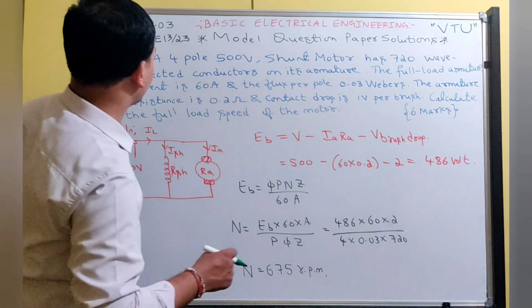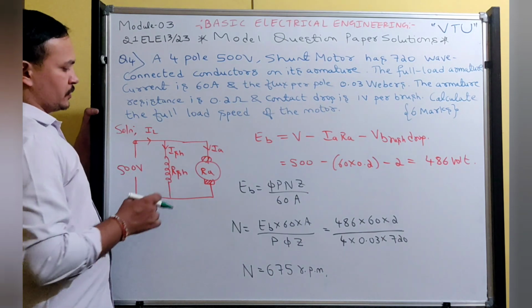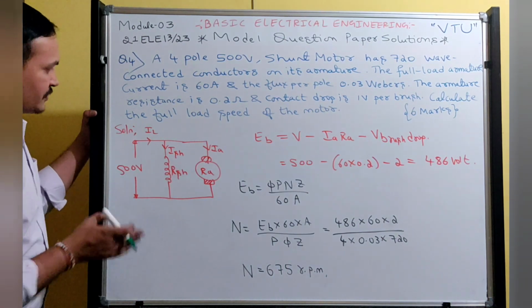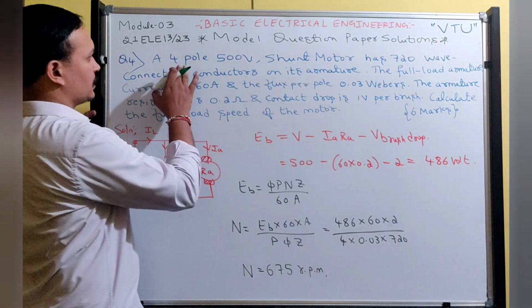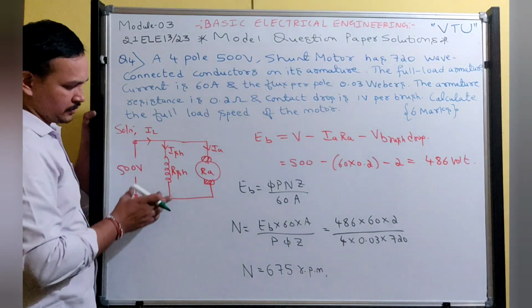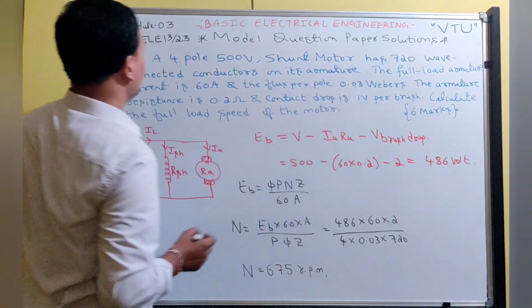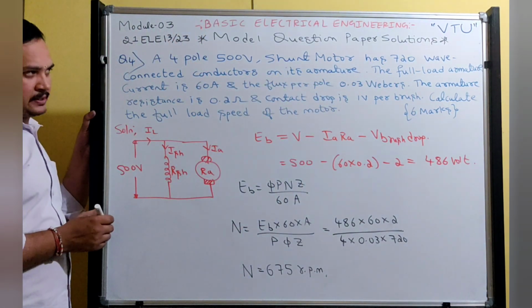Okay dear students, last problem in module 3, numericals. Again they asked a problem on shunt motor. Let me read the question. A 4-pole 500 volt shunt motor has 720 wave connected conductors.